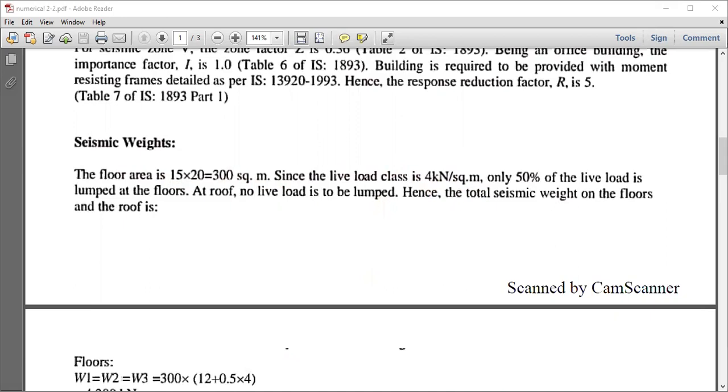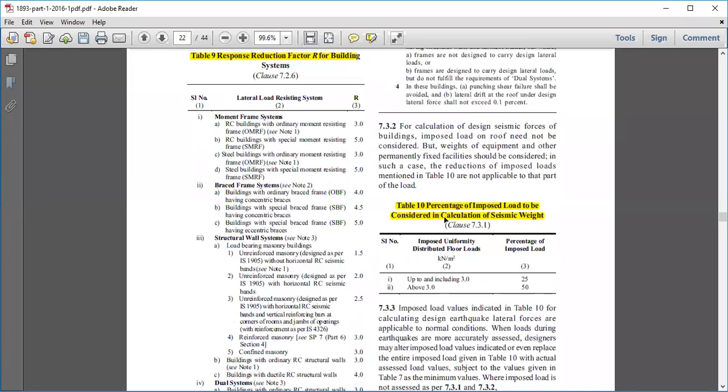from the code book. Now what does the code say? In Table 10, the imposed uniformly distributed floor load and percentage: if the live load is up to 3 kilonewton per meter square, then I will add 25% extra. Any live load given which is above 3 kilonewton per meter square, the total extra percentage of imposed load will be 50%. So in our current case, they have given us a live load of 4 kilonewton per meter square, which falls under above 3. So I have to add an extra 50% to it.